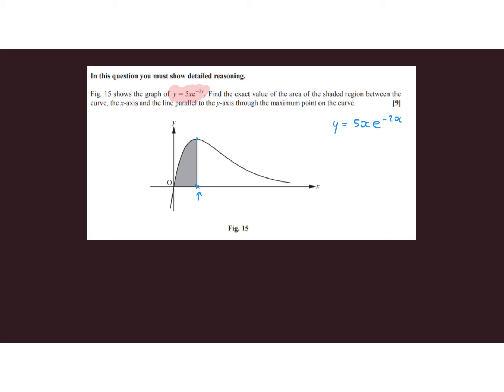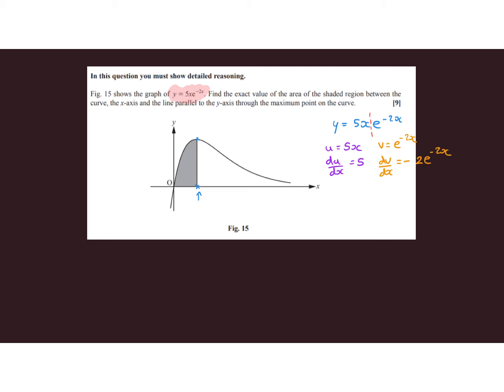Now, this is a product, 5x and e to the minus 2x, so we're going to use the product rule to differentiate this. I'm going to say that u equals 5x, so du by dx is equal to 5, and I'm going to say that v is equal to e to the minus 2x, so dv by dx is equal to minus 2 e to the minus 2x.